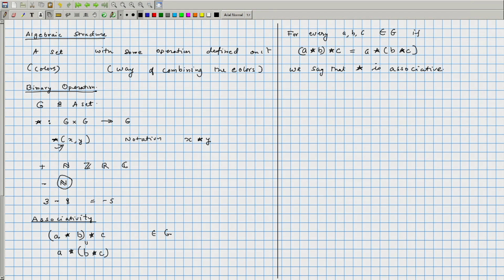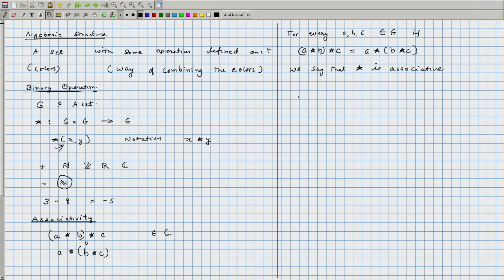So, note that in our color combination example, the operation was indeed associative. If A, B, C were 3 colors, some of them may be equal or unequal, each of them could be one of the 4 colors. You can verify that (A star B) star C is equal to A star (B star C). So, that was indeed an associative operation.